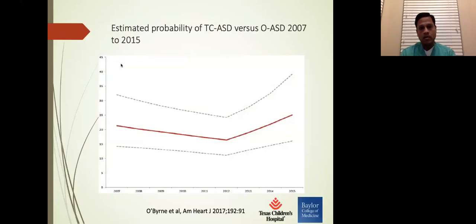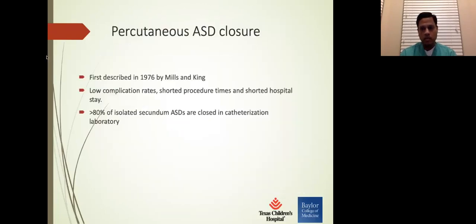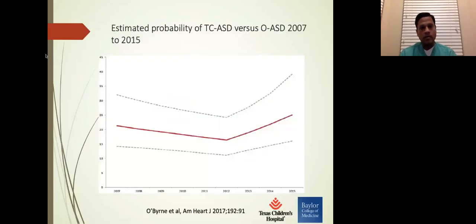This was a very good study done from Children's Hospital of Philadelphia. If you look at this graph, it says that if you came to a hospital in the USA in 2007, your chance of getting a percutaneous closure was much higher, but as you see in this graph, your chance of getting surgical closure was much less, and this kept dwindling down till 2012.